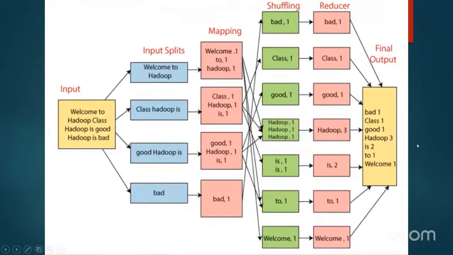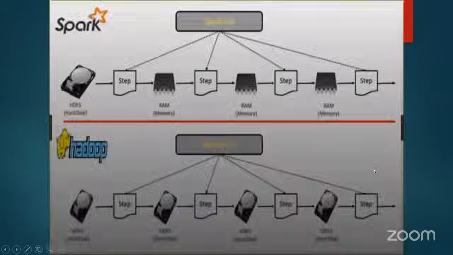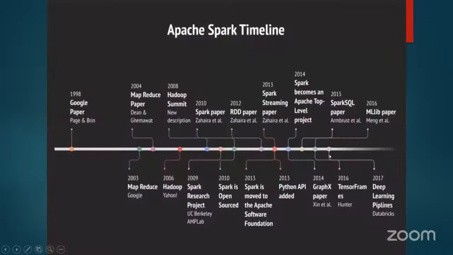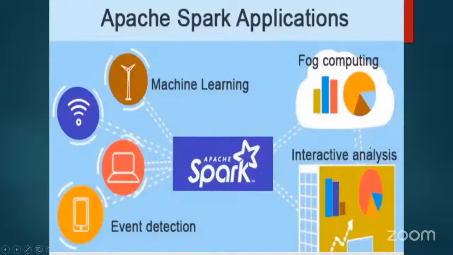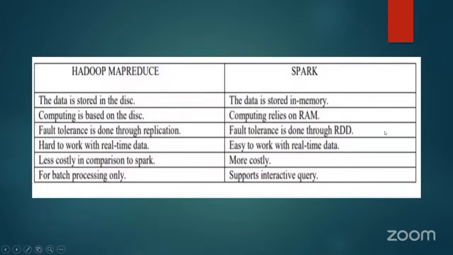So this is MapReduce, and these are the Spark applications. Spark is nothing but an in-memory, distributed processing engine, right? So we are working everything in memory. Whatever operations we are doing, we are doing in memory. That's why Spark is 100 times faster than the remaining technologies.